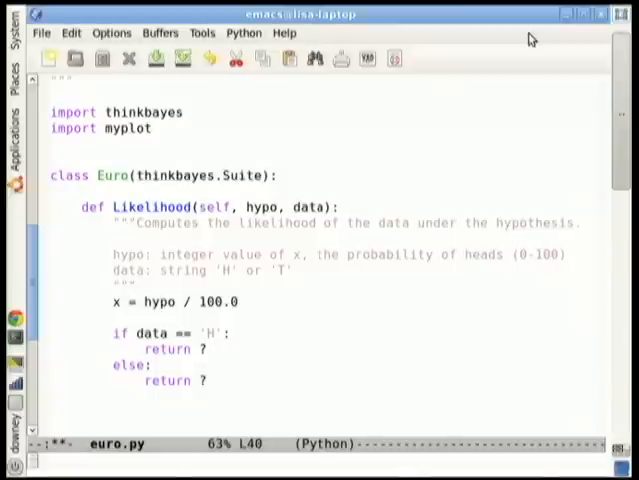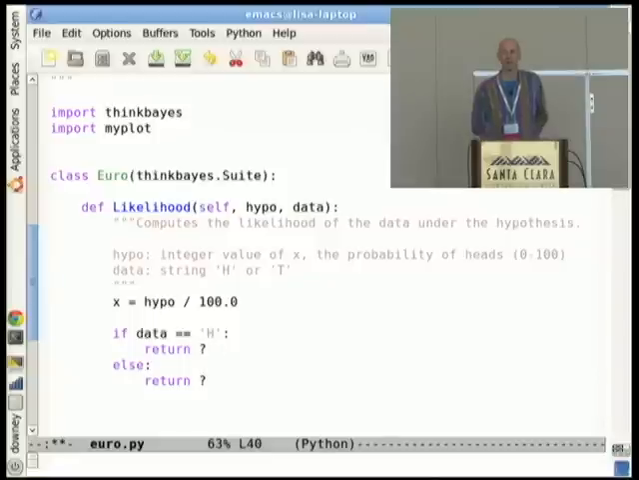Hypothesis, which is on a scale from 1 to 100 divided by 100, so now X is in the form of a probability. And now the question is, if I see heads, and the probability of heads is X, then what's the probability of the data? Don't be shy now.